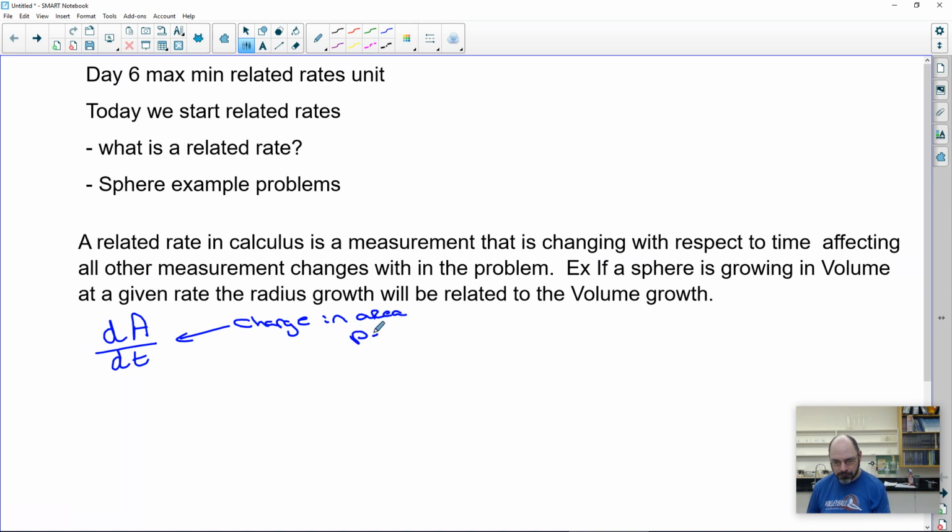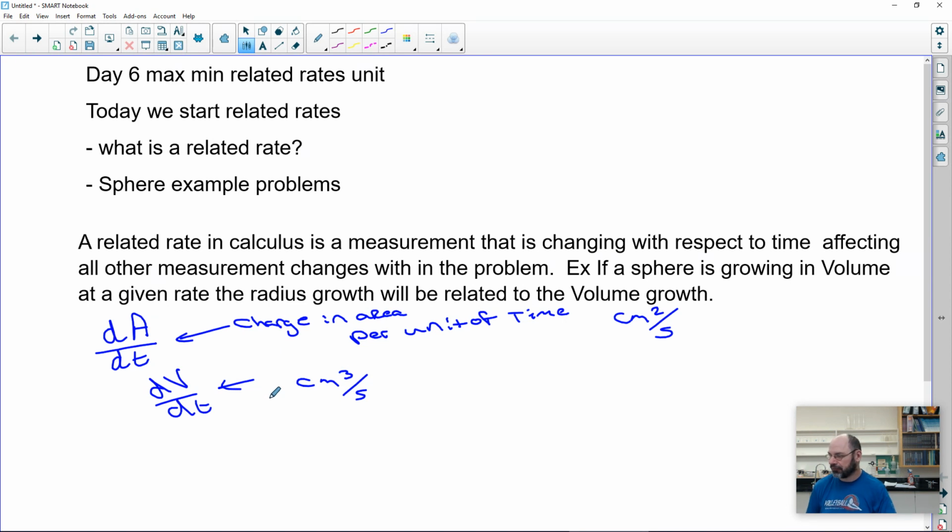Per unit of time. Okay, so volume might be dV/dt. Surface area might be dSA/dt, or whatever, however you want to write it. Radius might be dr over dt, and that kind of idea. And there'll be some unit to it. So area would be centimeters squared per minute or second, and volume would be like centimeters cubed per second.